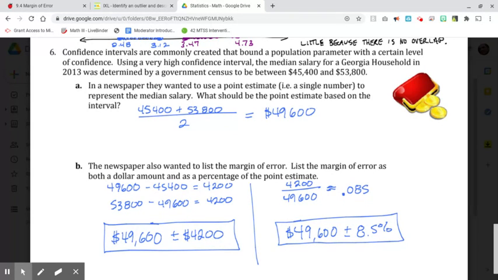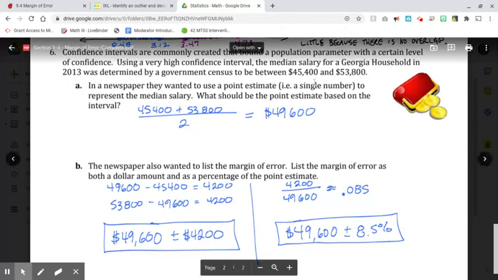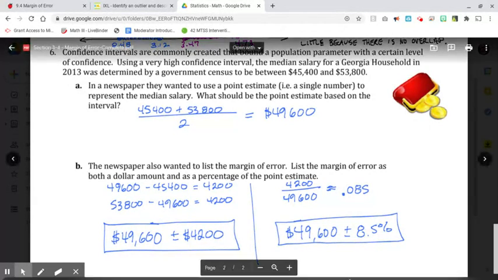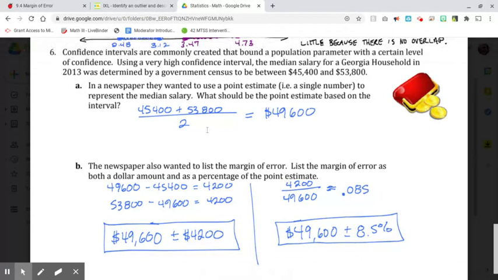In math, we refer to that as the midpoint. So what's the middle? Right in the middle of these two numbers. So to find the midpoint, you would add the two together and divide by 2. So if you add 45,400, which is the lowest their salary could be, and 53,800, which is the highest their salary could be, and then divide by 2, you get an average salary of $49,600, right in the middle of those two numbers.